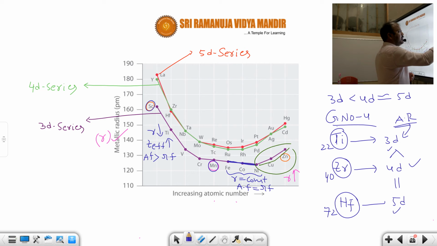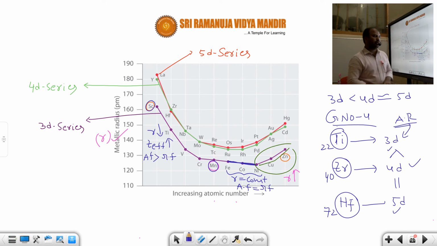4D and 5D have a similar atomic radius. So what is the general trend? Compared with 3D, 4D has a larger atomic radius. Compared with 4D, 5D is expected to have a larger atomic radius. But what is the experimental evidence? Compared with 3D, 4D has a larger atomic radius, which is okay. But look at 4D and 5D: both have a similar atomic radius.